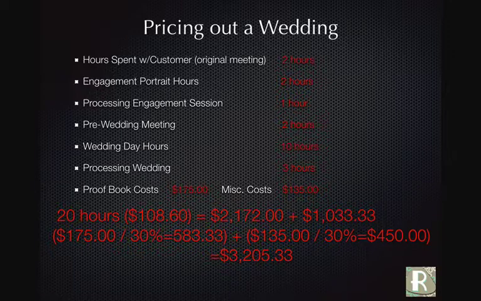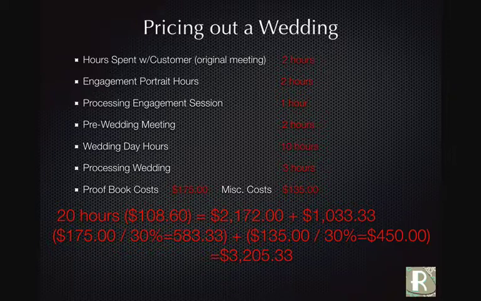Now, you've got that $1,033.33 over there. What the heck is that? How did we come up with that dollar amount? Well, remember, your proof book costs and your miscellaneous costs are cost of goods. They're not general overhead. So we need to be pricing out where we would normally be on your cost of goods. So if your cost of goods is 20% or 30% or whatever it is, you've got to be charging accordingly for that.